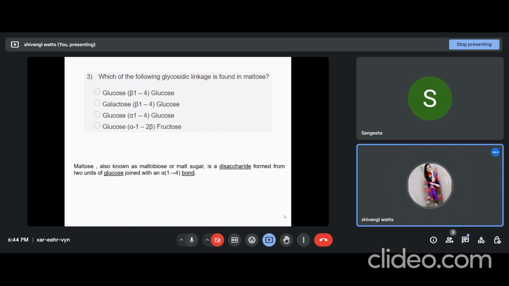Okay, so if you know, maltose is a disaccharide which is formed by two glucose units. Maltose is also known as maltobiose or malt sugar. So this is a disaccharide. Di means two saccharides, formed after joining two units of monosaccharides, that is glucose.